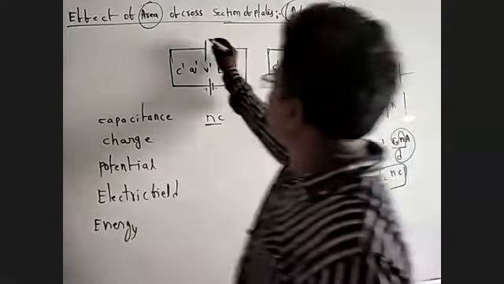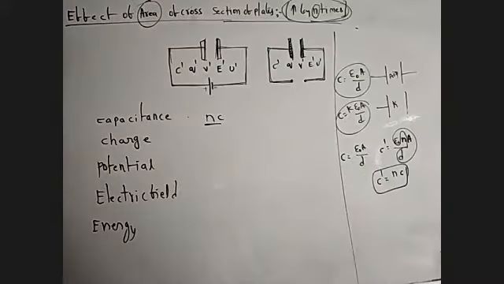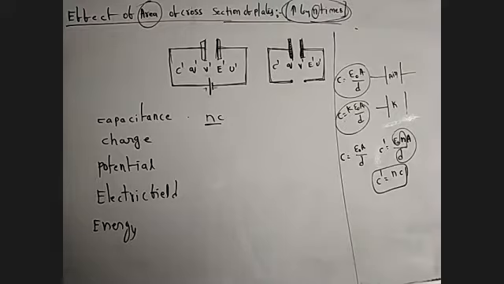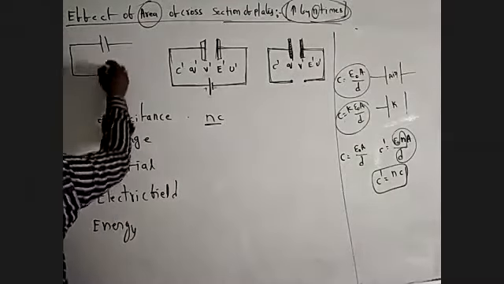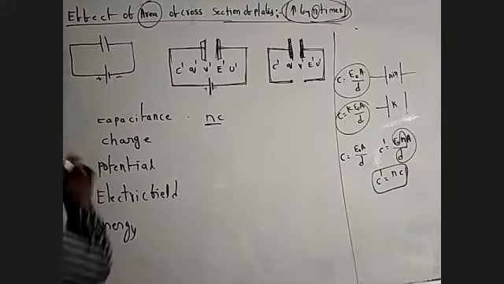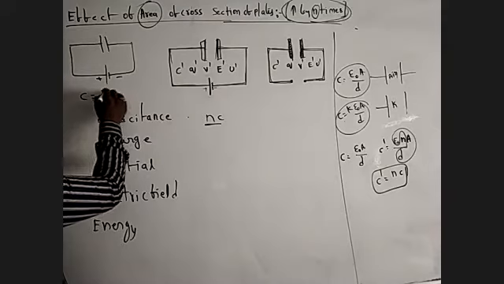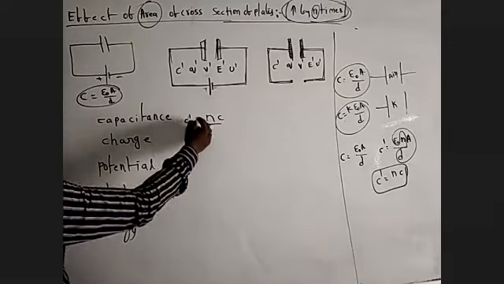Here the area of the plate is increasing. Okay. So the first one is the general capacitor, symbol capacitor. This is C is equal to epsilon naught A by D for this one. But for this one, C dash is equal to what is the value?